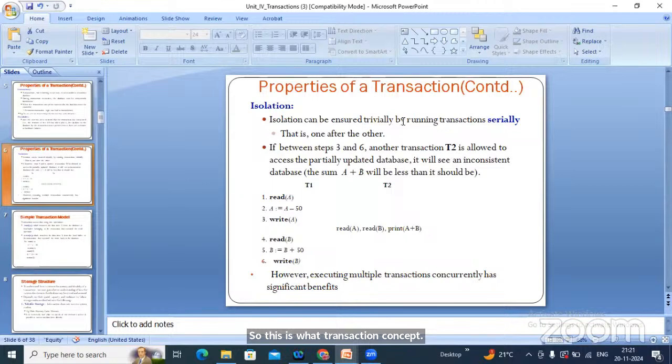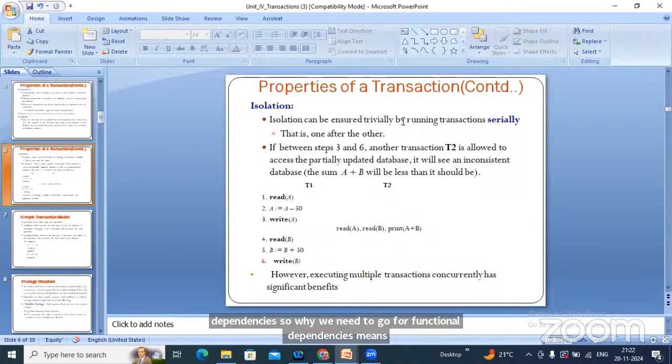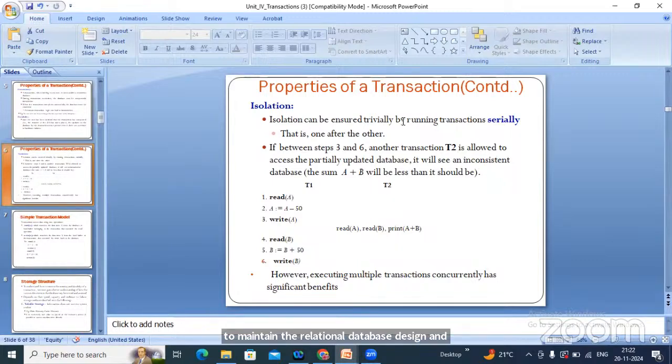Functional dependencies. So why do we need to go for functional dependencies? To maintain the relational database design and also to maintain the features of a good relational database, we need to go for functional dependencies. The goal of relational database design is to generate a set of relations.